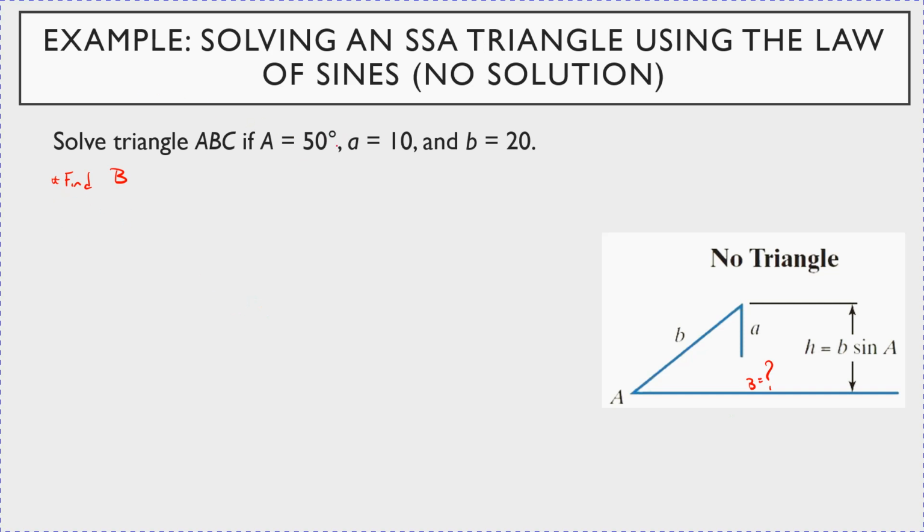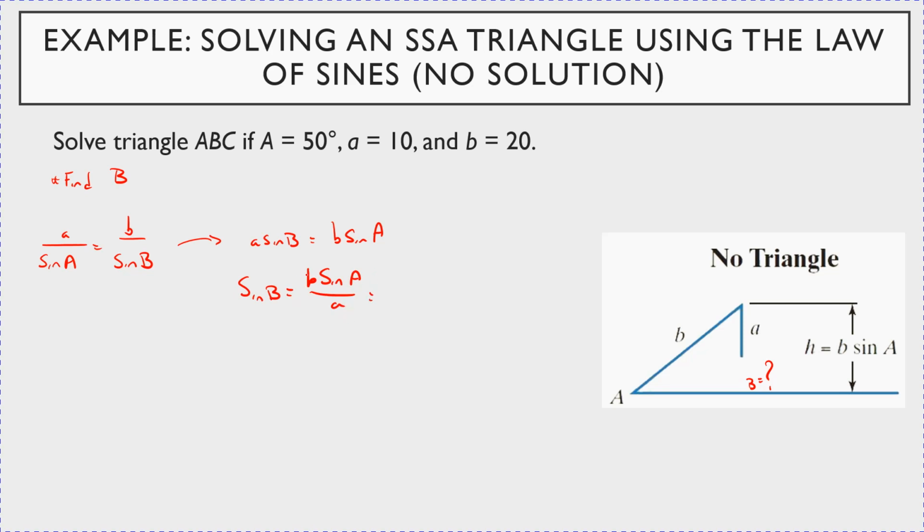Well, look what you're given. You're given a and angle A, so we'd have a over sine of A, equal to b over sine of B. Remember what you want to find here: angle B. So you cross multiply, you get a times sine of B is equal to b times sine of A. Then divide by a. So sine of B is equal to b times sine of A over a.